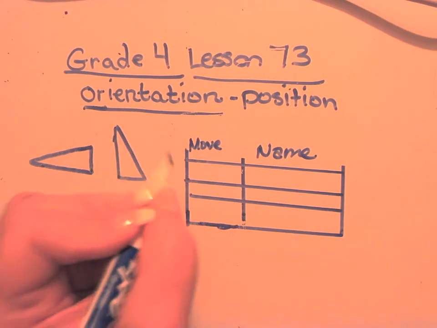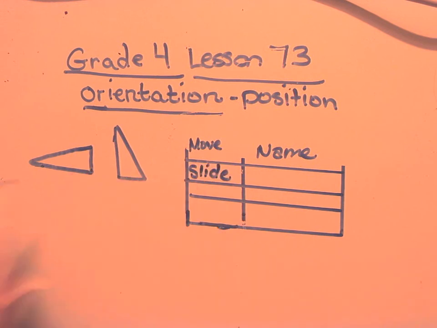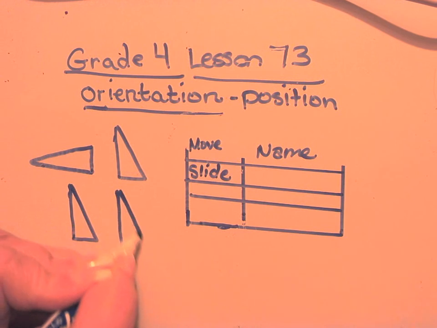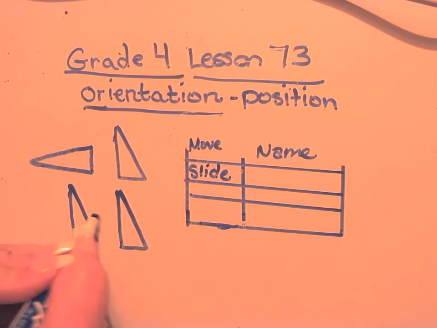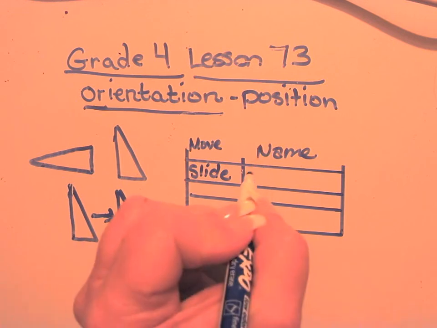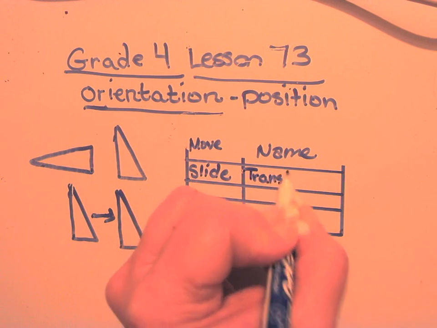If we slide something, say I took a triangle like this and I just moved it over to here, we call that sliding. It's just moving over in that direction, or any direction. I can take it and move it down, or move it over. That's what we consider a slide, and that is called a translation.